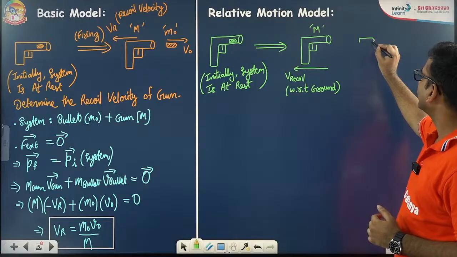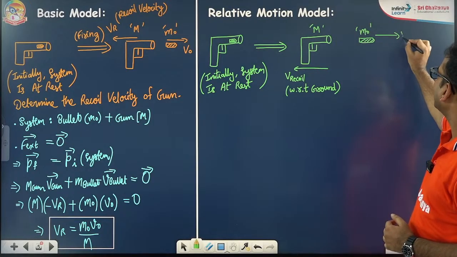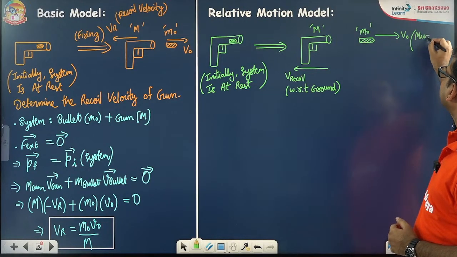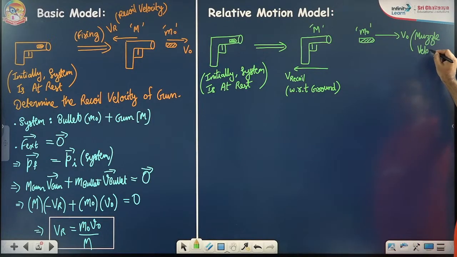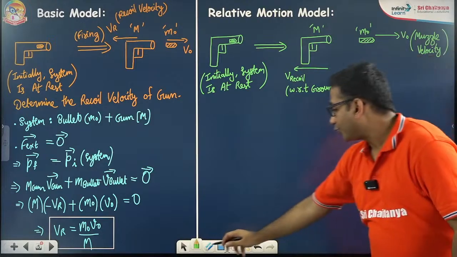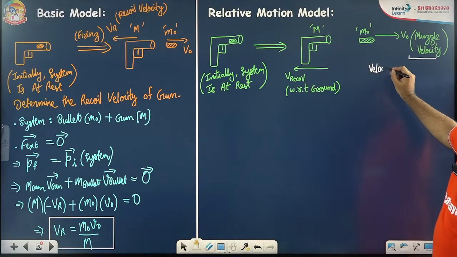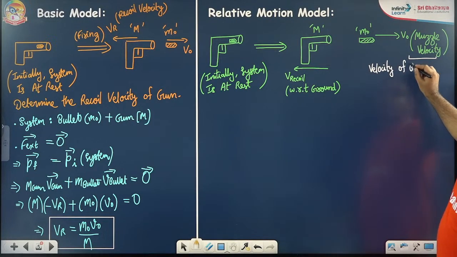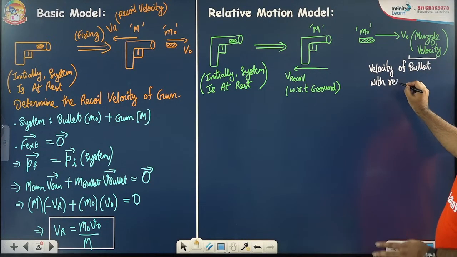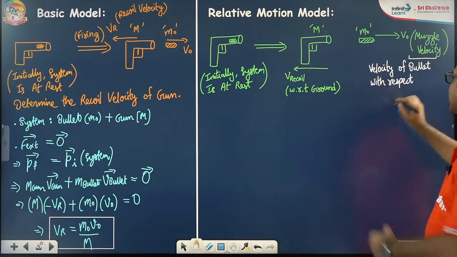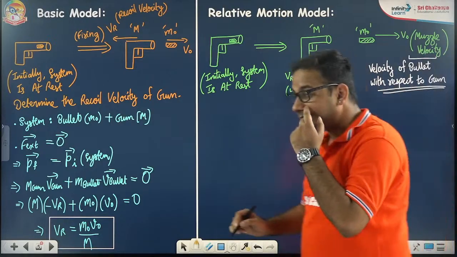And this bullet which you have fired, mass m naught, is moving with a velocity V naught, but this time this velocity is mentioned in the problem as muzzle velocity. Now what is the muzzle velocity? Muzzle velocity is the velocity of bullet with respect to gun, which is a moving gun naturally now, because it is also experiencing a recoil now. So with respect to gun, that makes the difference.